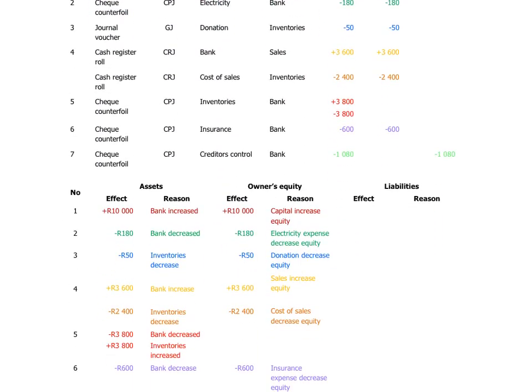If we look at the accounting equation, the effect of the money that was taken out of the bank will decrease the assets because there's less money in the bank. The owner's equity will decrease because the profits that the business will make will reduce with 180 rand.